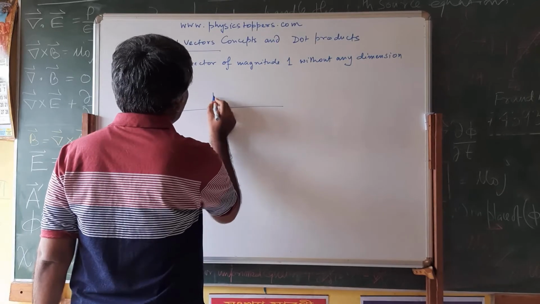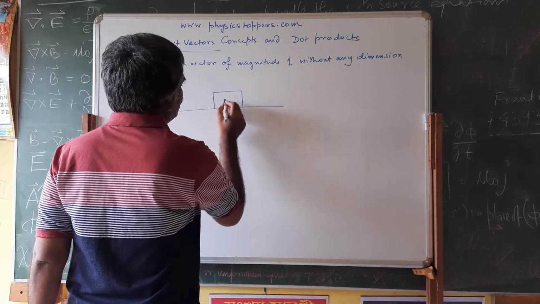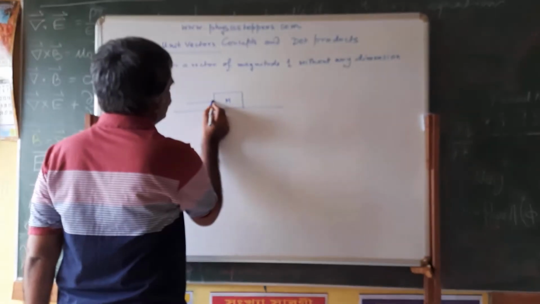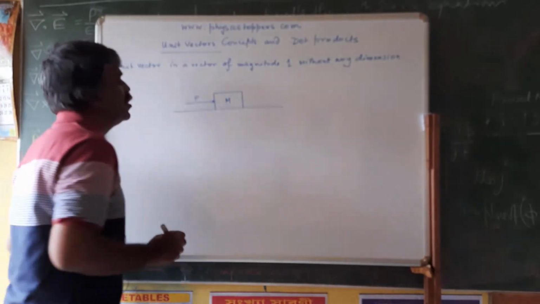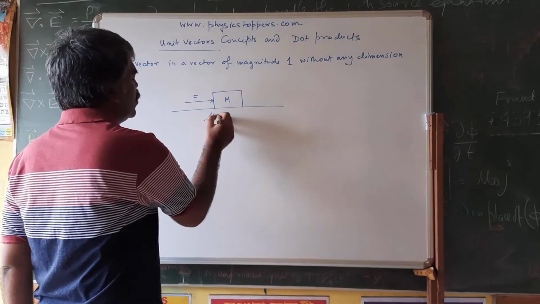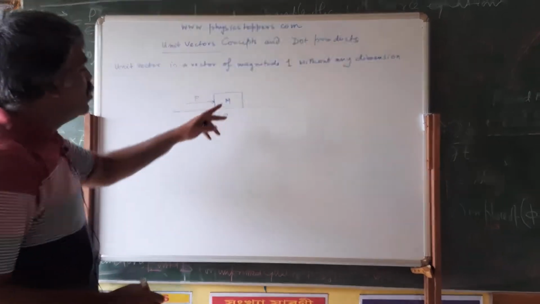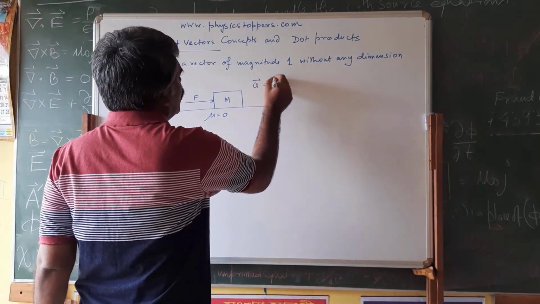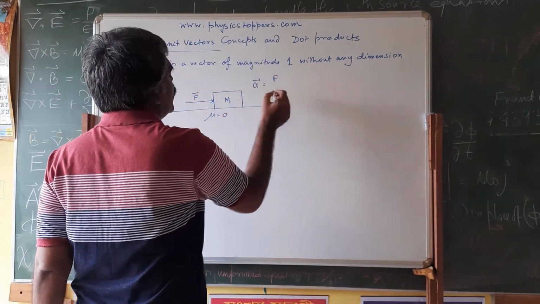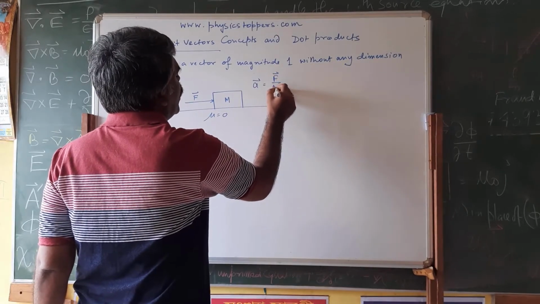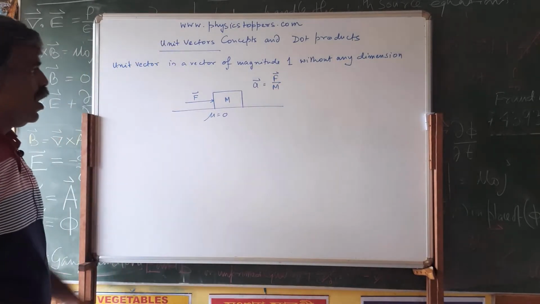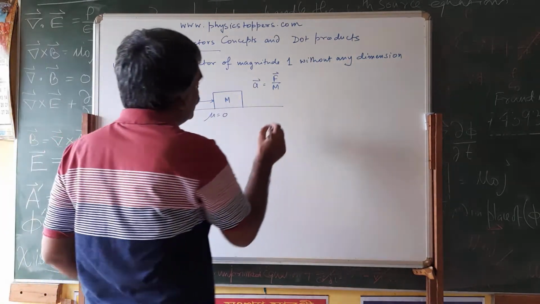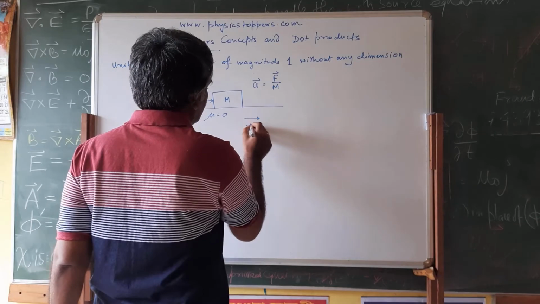Suppose here is a block of mass m and you apply a force in the horizontal direction. Suppose there is no friction, mu equal to 0. Now this block will move with an acceleration a, which is, if F is a vector, F by m. Now technically this block has an instantaneous velocity along this direction, right?